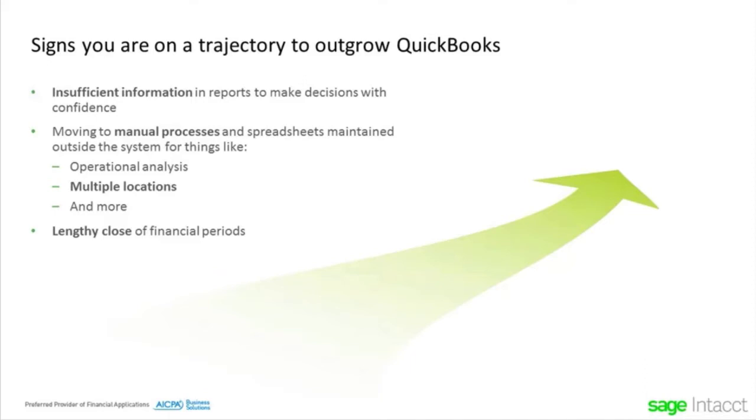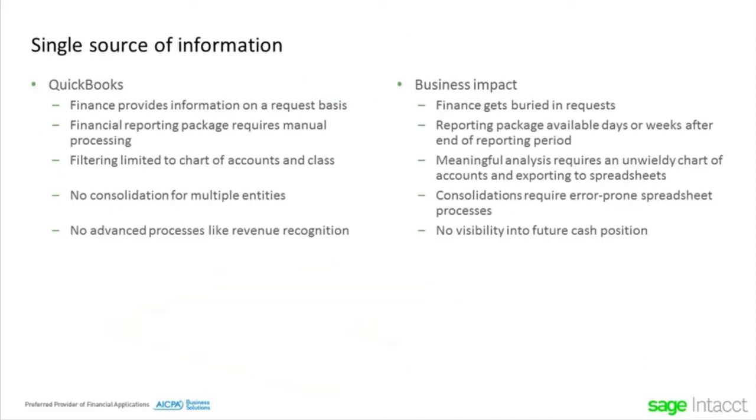So as we look at where you may be with QuickBooks, as I've talked to people about where they are in QuickBooks and when they've decided to make the decision, I've worked in several businesses where we were running on QuickBooks and moved to a more robust system. And one thing we found in talking to people is that finance provides information on a request basis. So you become this single source of information. People are coming to you from departments, managers are calling you to get information.